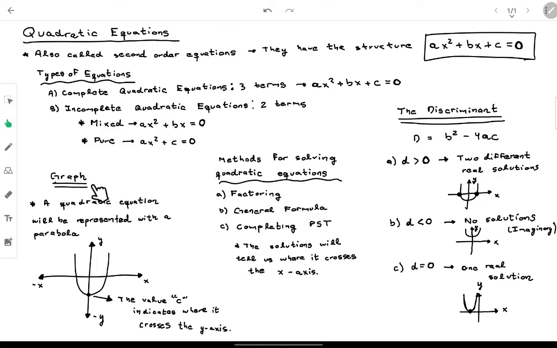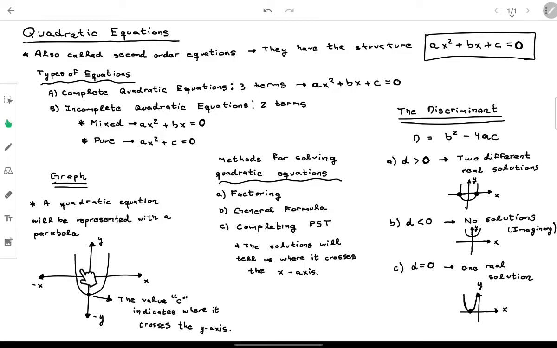Let's talk a little bit about the graph. When we are talking about the quadratic equation, the graph will be something we call a parabola. A parabola is the form that a quadratic equation has. It's normally a curve, and it can be in different points of the graph, but the important idea is that we have a structure called the parabola.